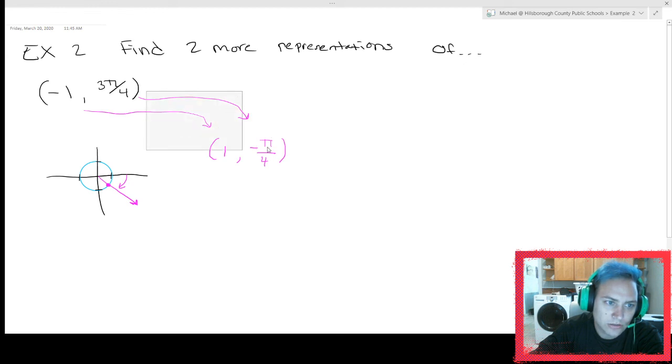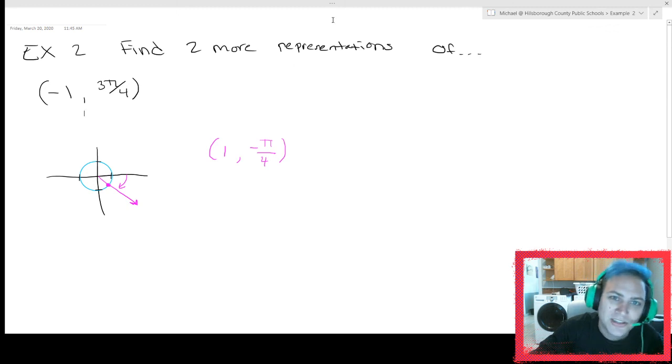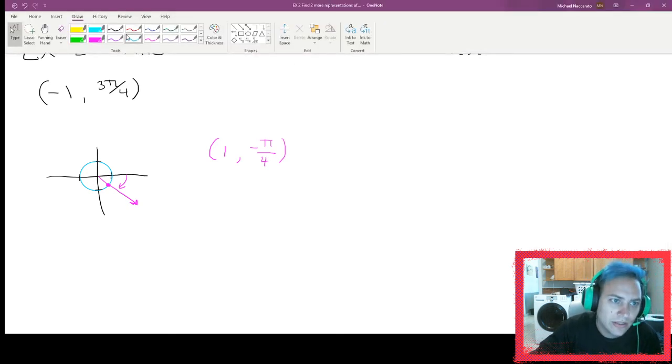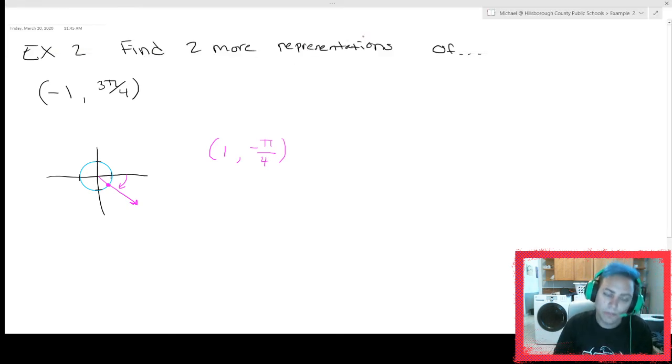Let me get rid of those arrows. There. Okay, so to get a second representation, we could think about the 2 pi version. This was the change the sign and add or subtract 1 pi. The other one was to keep the sign the same, but take this and either add or subtract 2 pi. So I could take 3 pi over 4 and I could add 2 pi to it.